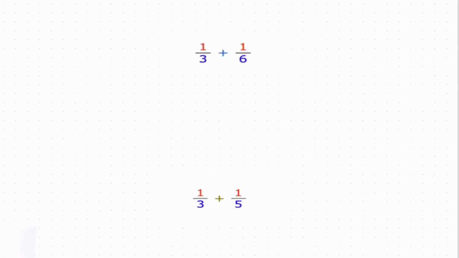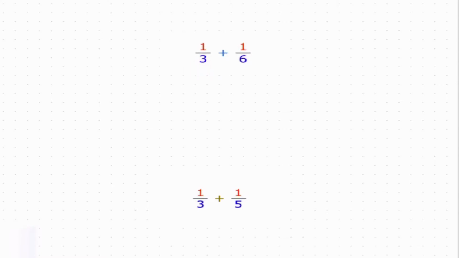Here we have 1/3 plus 1/6. We notice our denominators are not the same, so we have to make those the same. We're going to ask ourselves, what number can both of these numbers divide into evenly? In this case, we're probably going to make them go into 6, because 6 can divide into 6 evenly, and 3 can divide into 6 evenly.